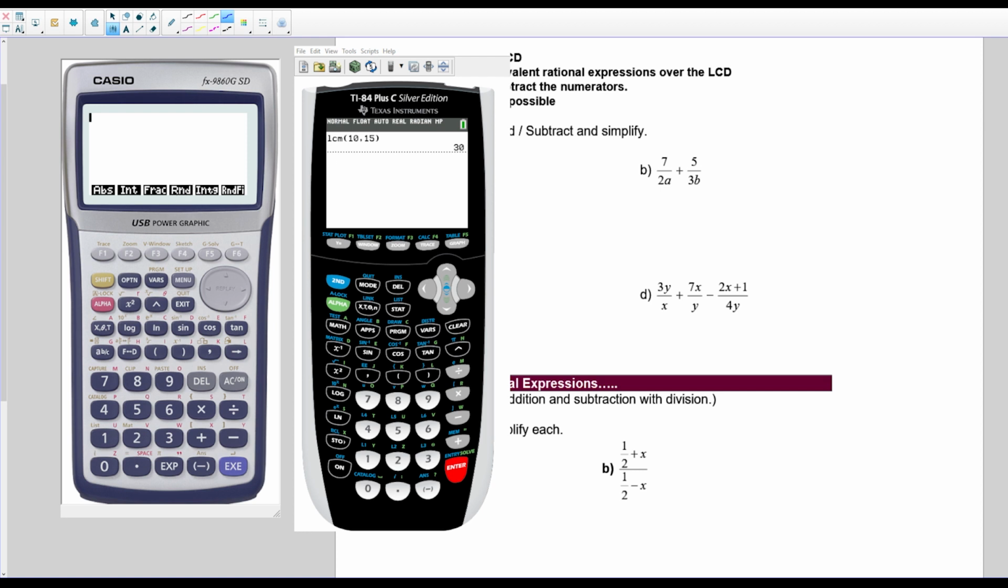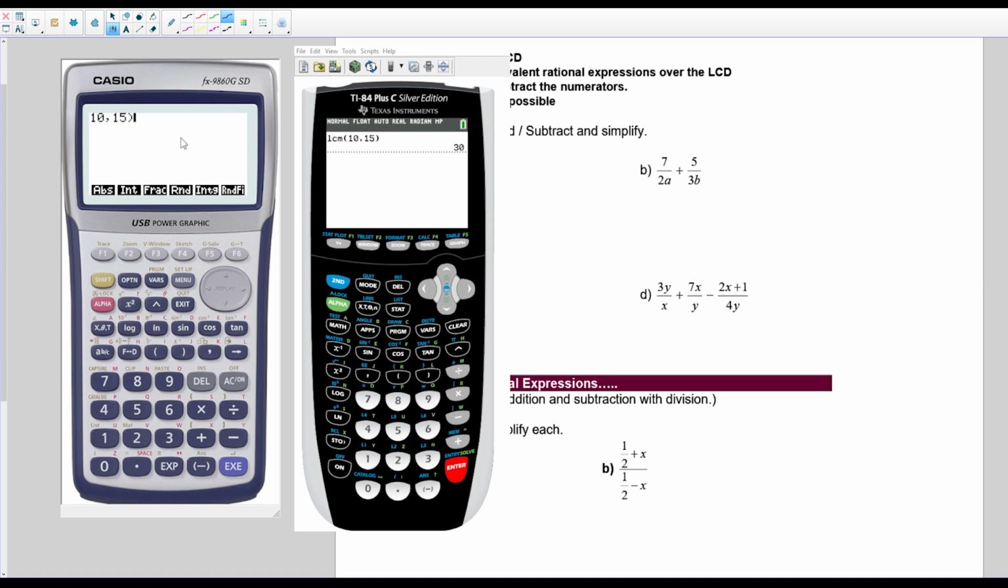You'd hit F4 and basically you're going to have the exact same thing pop up as you do on the TI-84. You're just going to hit 10 and then comma. Your comma in this case can be right here. 15, you're going to close off the bracket. It would automatically put LCM bracket and then you'd have 10, 15. And once you do that, you would end up with 30.